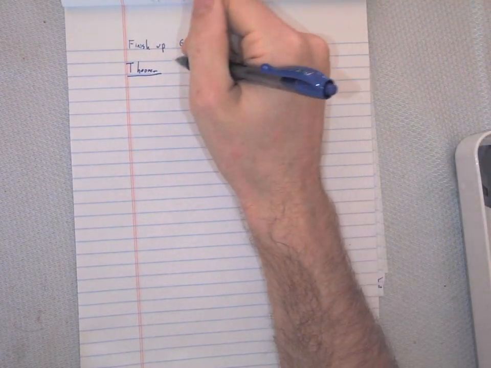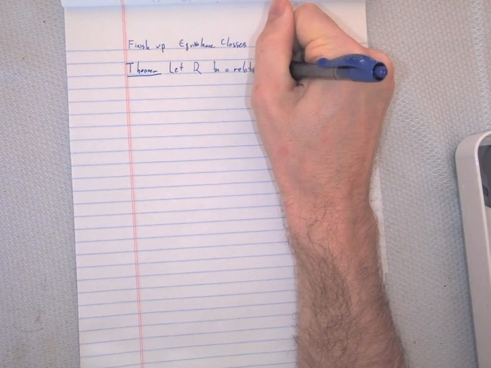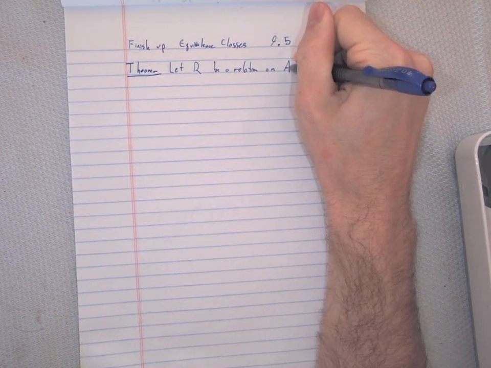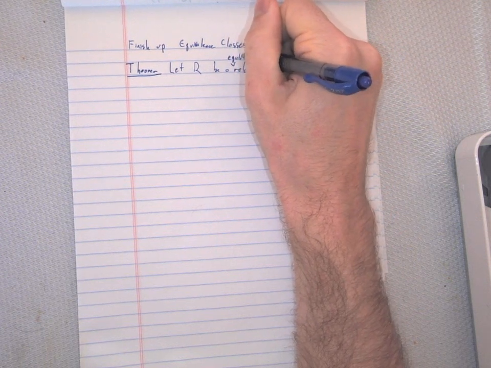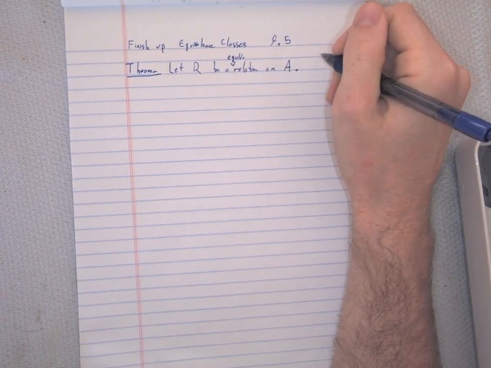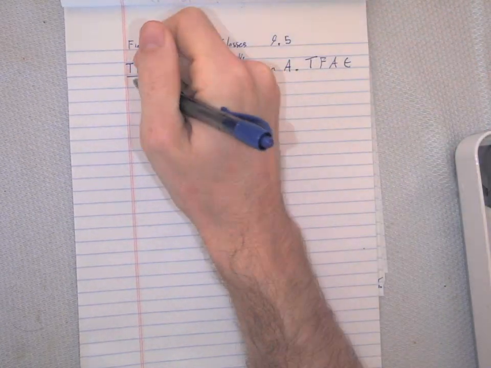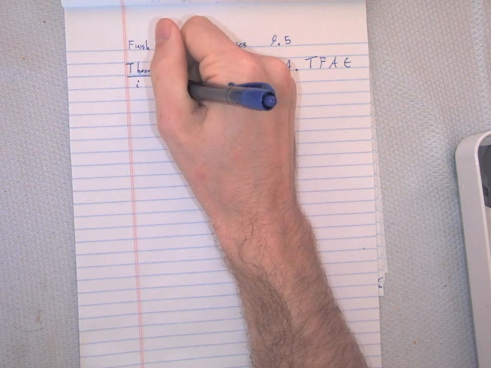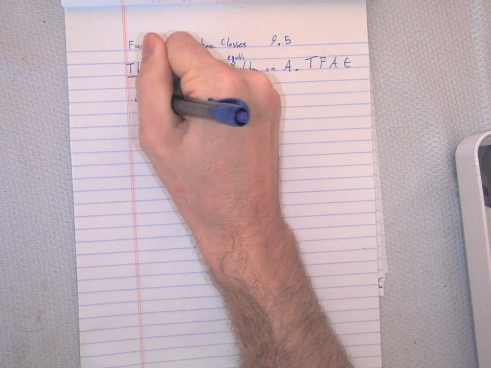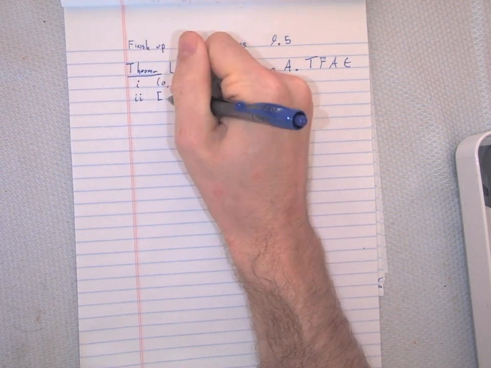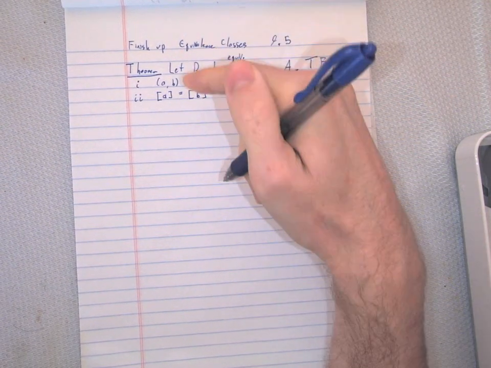Okay, let R be an equivalence relation on A. Then the following are equivalent. The first thing is that a is related to b. The second thing is that the equivalence class associated to a is the same as the equivalence class associated to b.